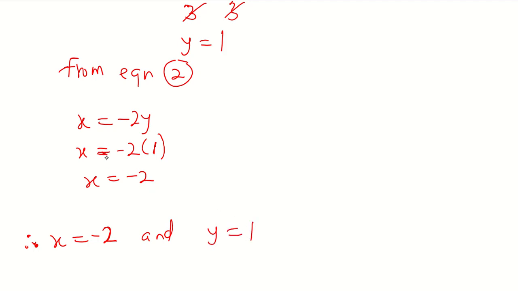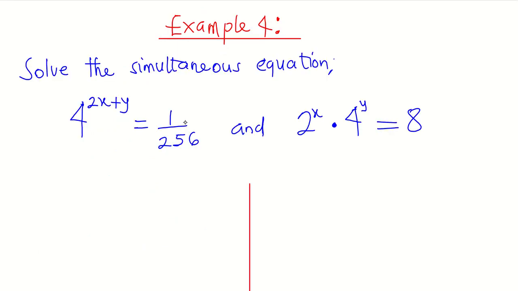Now to the last question we have. Solve the simultaneous equation 4 exponent 2x plus y, which is equal to 1 out of 256, and we have 2 exponent x multiplied by 4 exponent y, which is equal to 8. Now, in this instance, we are going to deal with them equation by equation, which means with the first one, we have here 4 exponent 2x plus y, which is equal to 1 out of 256.